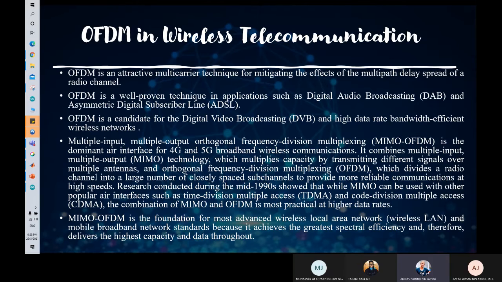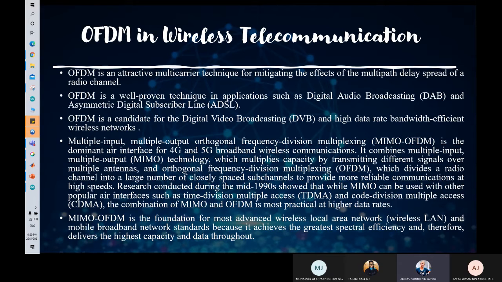Multiple input, multiple output, orthogonal frequency division multiplexing (MIMO OFDM) is the dominant air interface for 4G and 5G broadband wireless communications. It combines multiple input, multiple output (MIMO) technology, which multiplies capacity by transmitting different signals over multiple antennas, and orthogonal frequency division multiplexing, or OFDM, which divides a radio channel into a large number of closely spaced subchannels to provide more reliable communication at high speed.